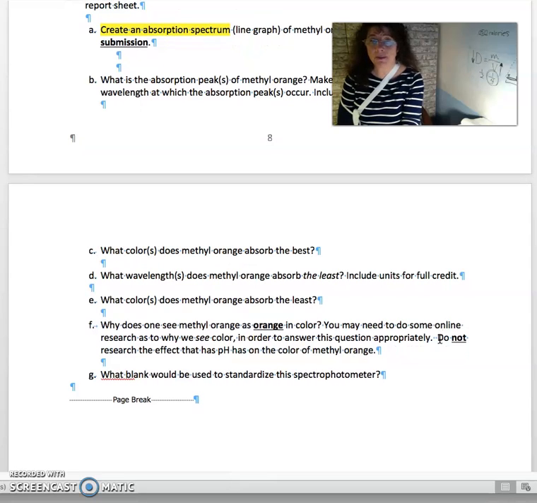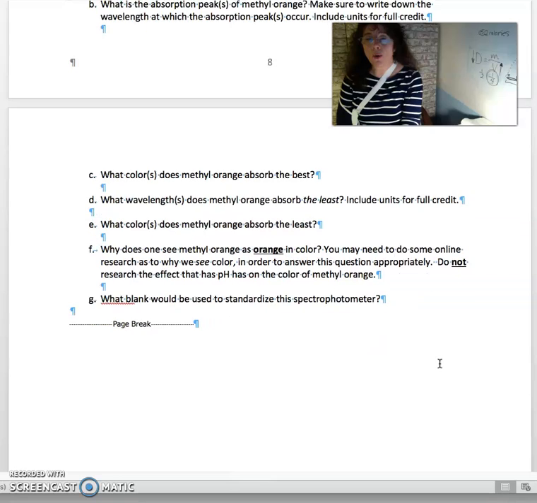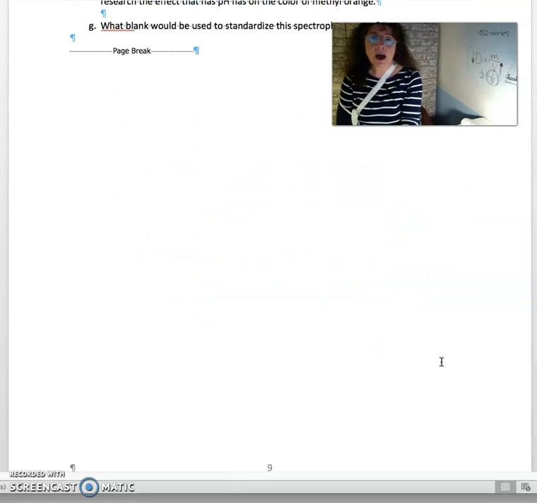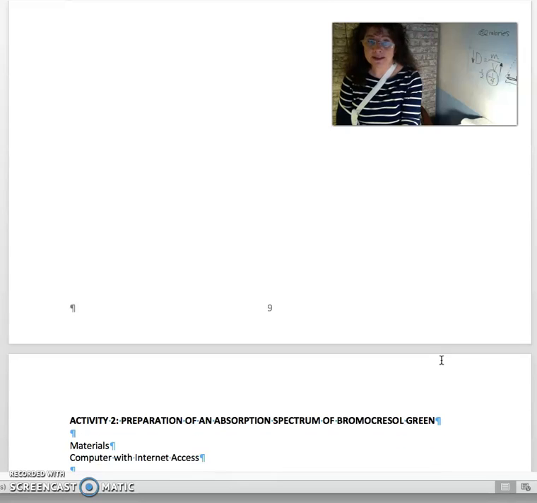What colors does methyl orange absorb the best? What wavelengths does methyl orange absorb the least? What colors does methyl orange absorb the least? Then you're going to do some analysis on why that is so and what blank you would use for this experiment. When you go and do your second procedure, you will be using the same website for the second procedure.